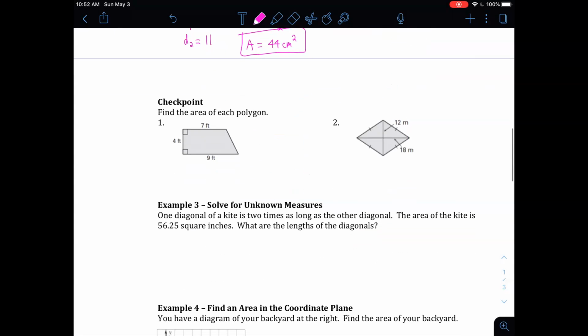All right, let me look at a couple of these examples here. These checkpoints. Why don't you guys go ahead and pause the video and try checkpoint 1 and checkpoint 2. And we'll go right there. So go ahead and pause the video.